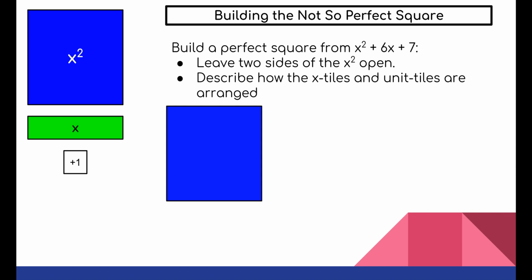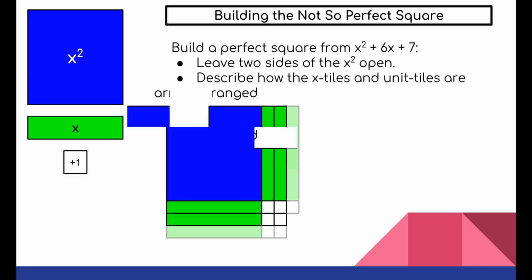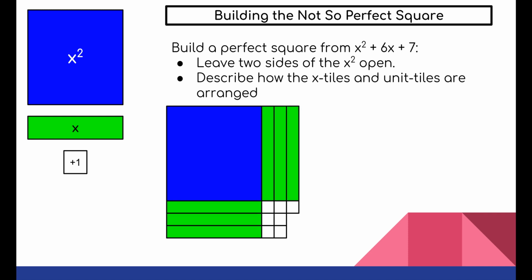We're going to start building our square the way we normally would, with our x squared tile and expanding it out. At this point, we're going to run into a problem, and this is what we want the students to say to us. We want the students to say, the task cannot be done. And we want them to say it cannot be done because there's no way to arrange this in the form of a perfect square. We always end up with some pieces missing.